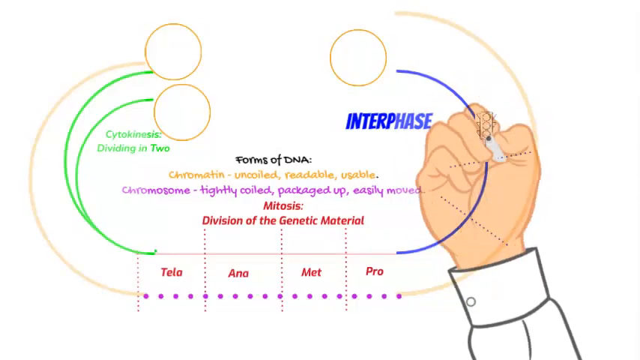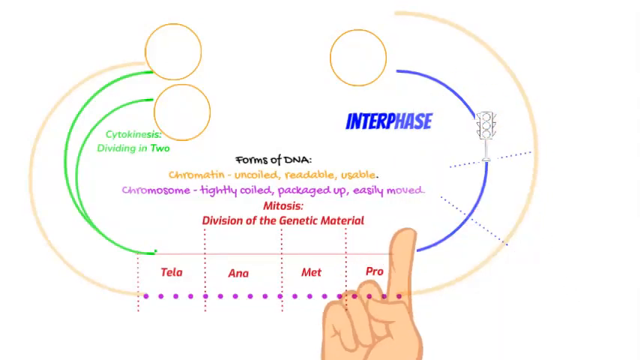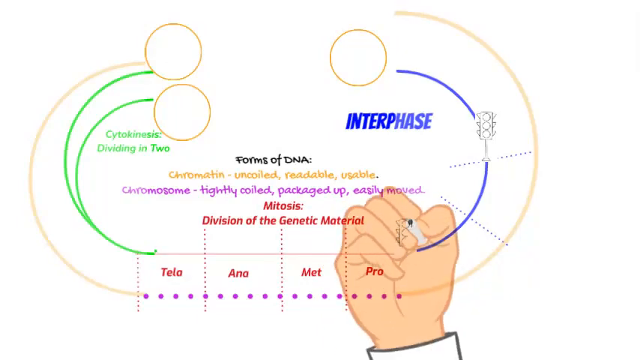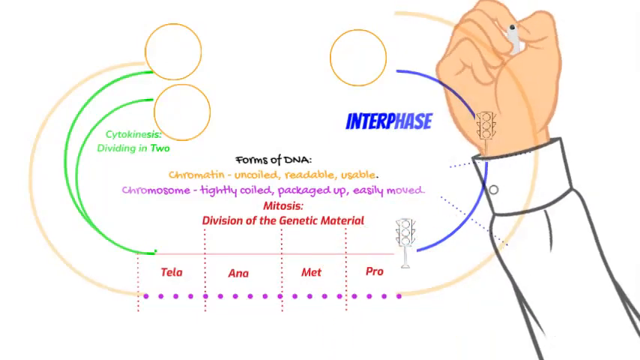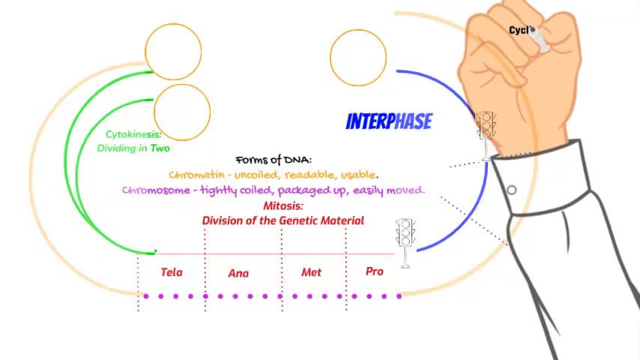There are checkpoints, represented by stop signs here, that occur throughout the cell cycle to make sure that the cell is copied correctly. Otherwise, we can get something called cancer.